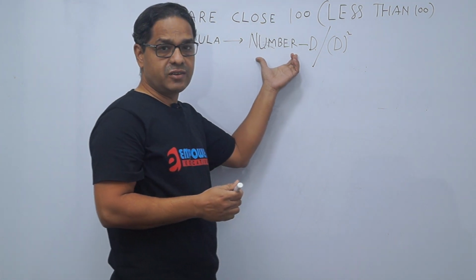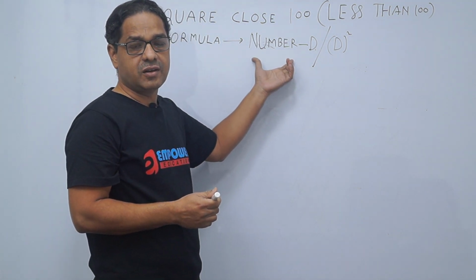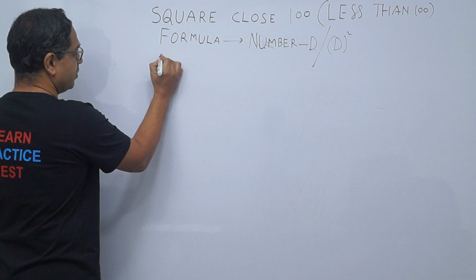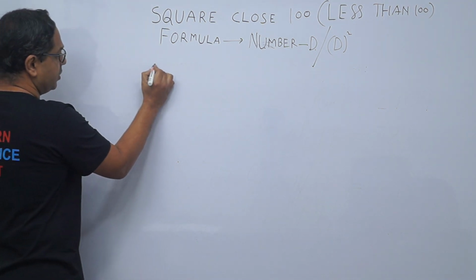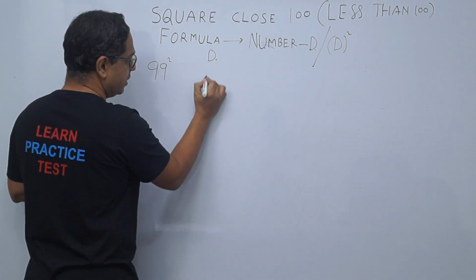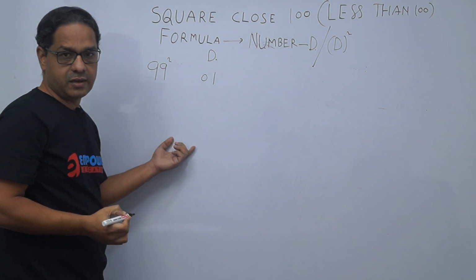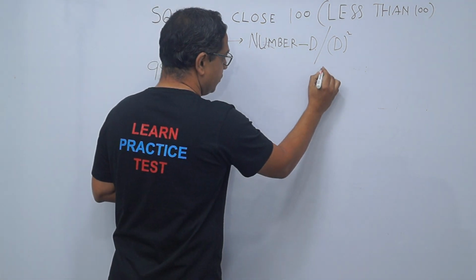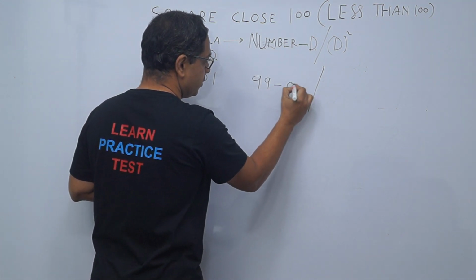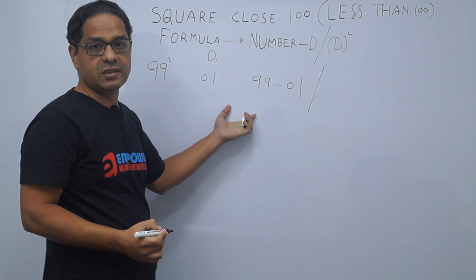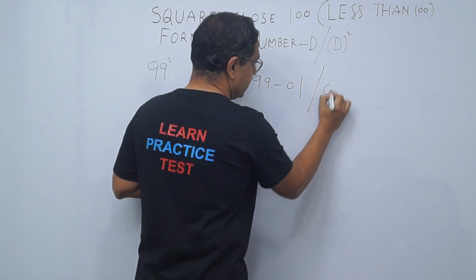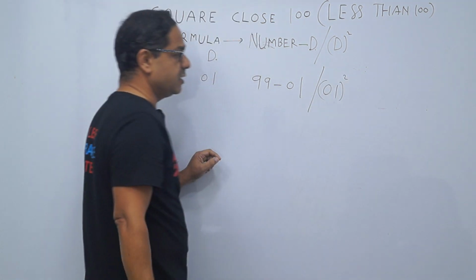Here we do not subtract from 50 or 25. Here on the left hand side we subtract from the number itself. Let me explain with an example. Like we want to square 99. The deficiency from 100 is 1. Therefore, using the formula, we subtract this deficiency from the number itself, which is 99. So the left hand side answer is 99 minus 01, and the right hand side is again the deficiency square, which is 01 square.